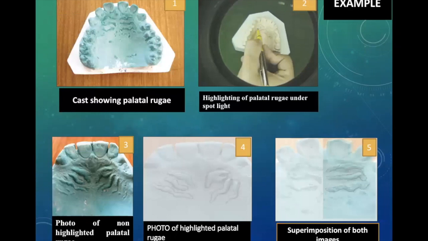So this is an example. You can see the cast showing the palatal rugae, and these are highlighted. There is highlighting of palatal rugae under spotlight. And then in the lower picture, you can see a photo of non-highlighted palatal rugae and a photo of highlighted palatal rugae also. And then there is superimposition of both the images, which is done.